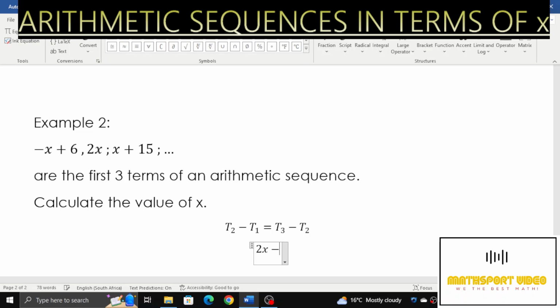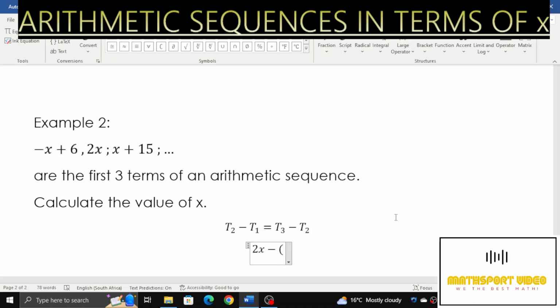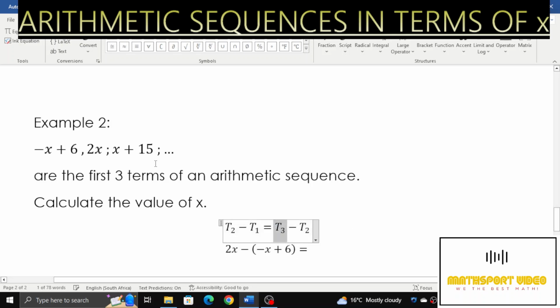Okay, secondly, what is t2? 2x. Minus, what is t1? T1 is two different terms. So what do you do? You put it in brackets. Okay, so there we go. Equals t3. What is t3 here, guys? x plus 15. Okay, so we write x plus 15. You do not need to put brackets around these two, okay? Because why? They are not influenced by that minus. You only need to put brackets around this guy and this guy when it has two terms. But if it's got only one term, there's nothing really much to worry about.